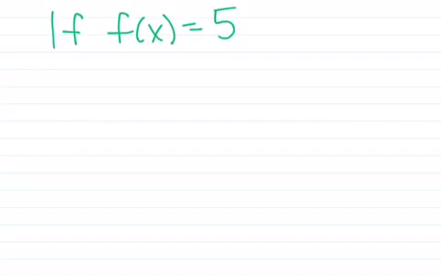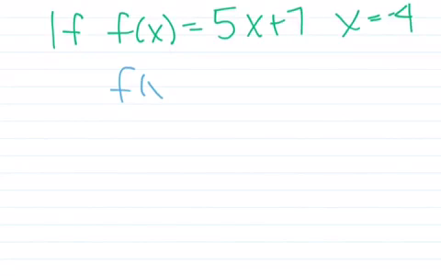So let's do a couple more examples, shall we? Let's do if f of x equals 5x plus 7, and let's say x equals -4. So let's just fill this in. So we have f of -4 equals 5 times -4 plus 7.